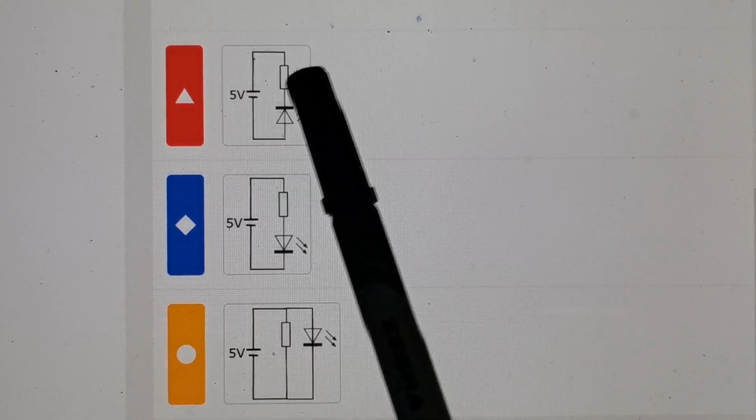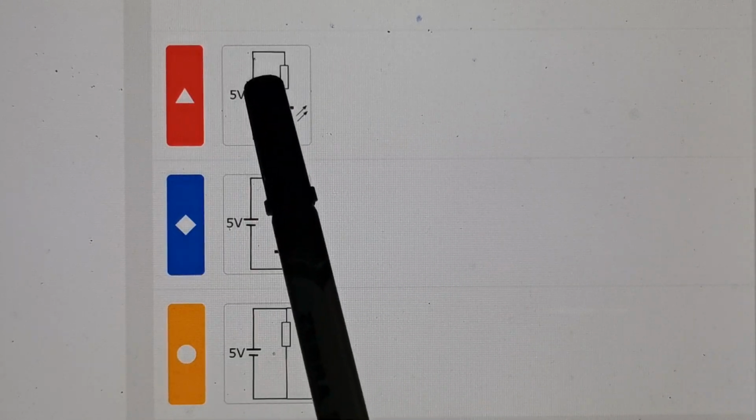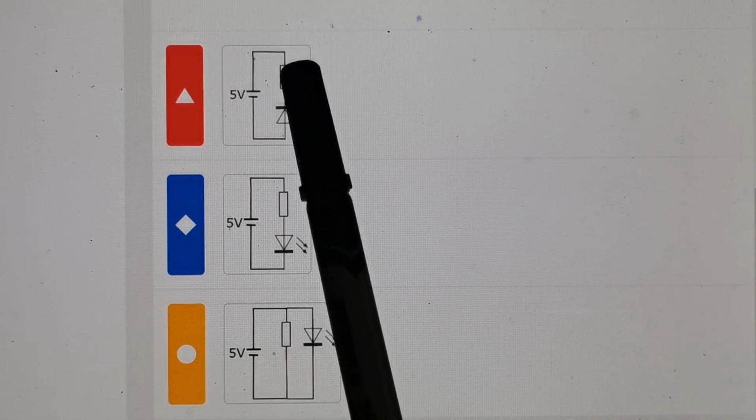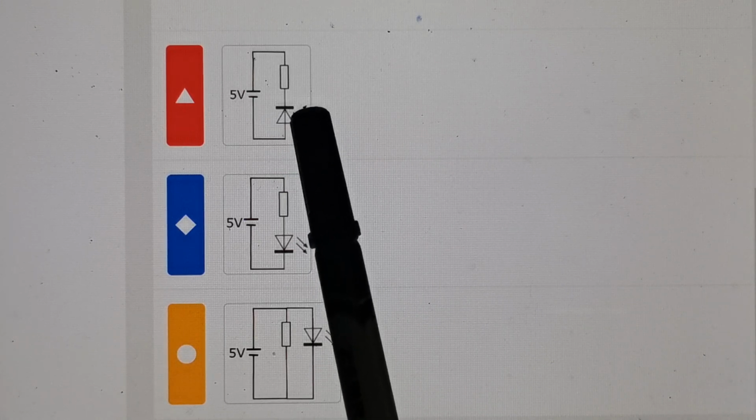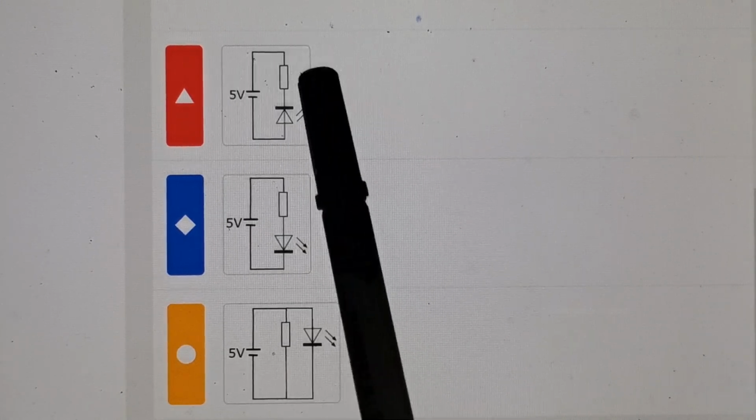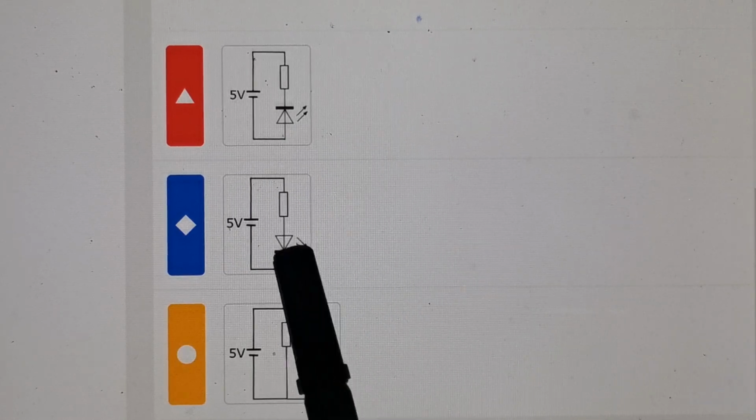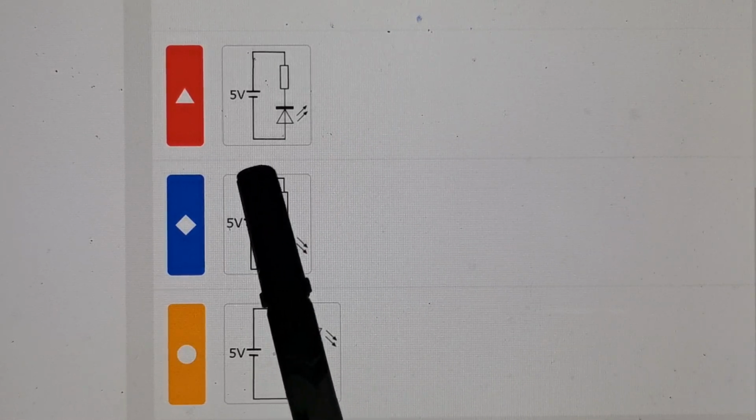The polarity is actually wrong. Alright, see, current will flow from the positive side, right? Come here and then you will be blocked by the LED. So the current cannot flow anymore. So this is wrong. Now this one is the correct one, right?